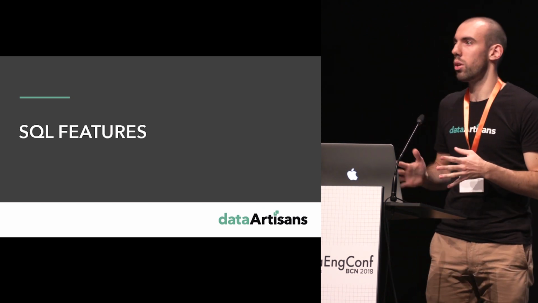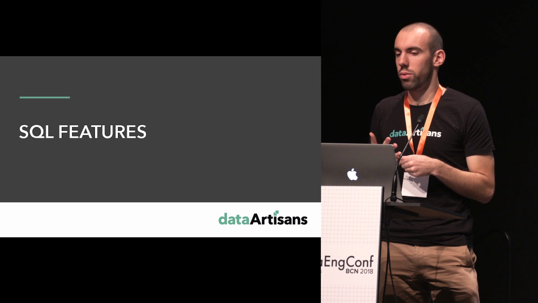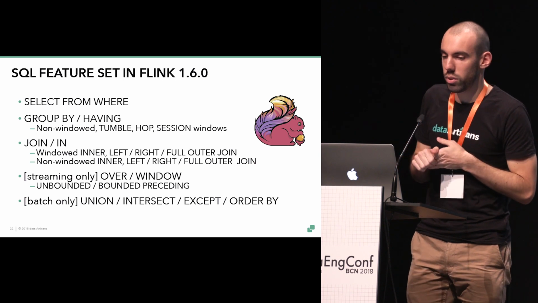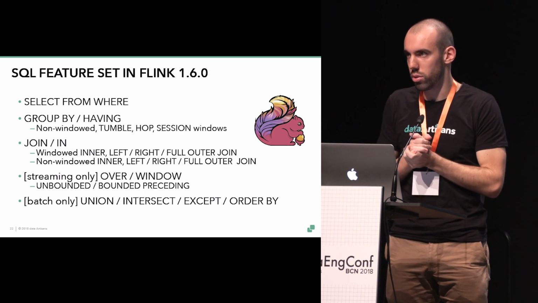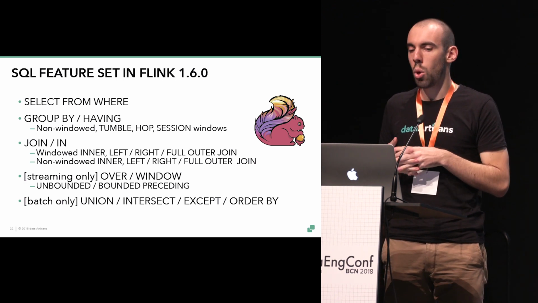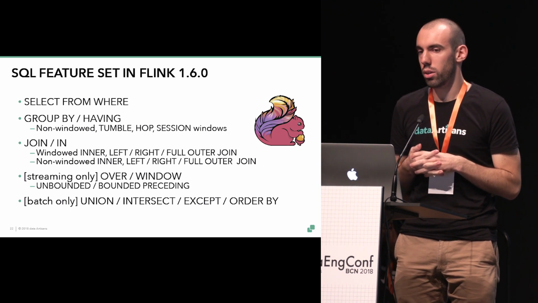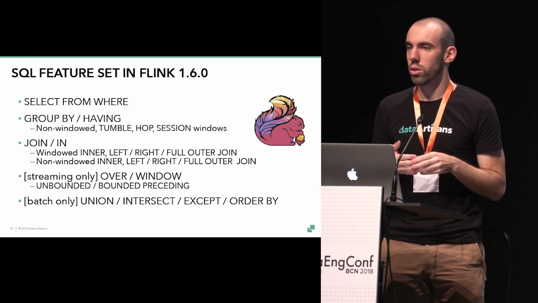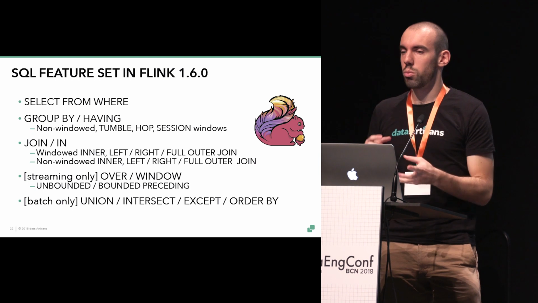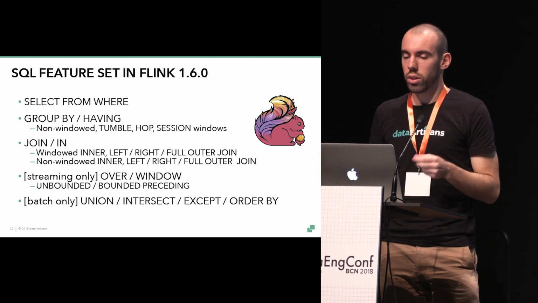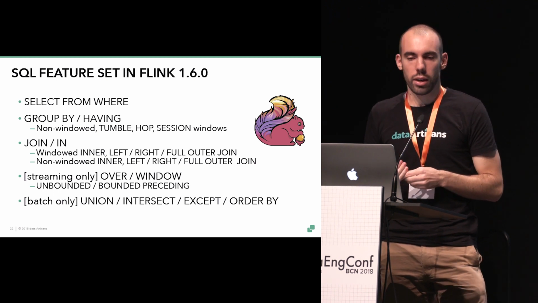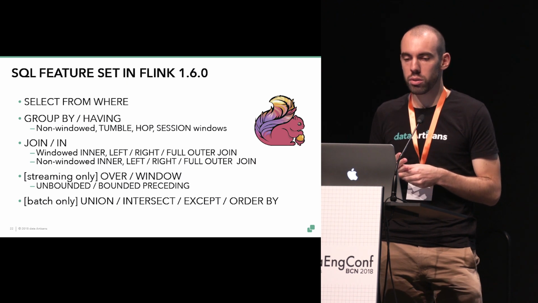So let me also talk a little bit about what we actually can do with Flink SQL. In the latest version, we have a lot of built-in operators. You can do simple select from where queries, you can do group by, and you can use having. For group by, we support both non-windowed and windowed computations. You can also define windows of one hour using provided functions that describe your window, like tumble windows, hop windows, and session windows.